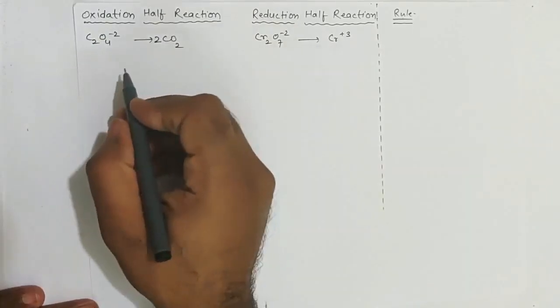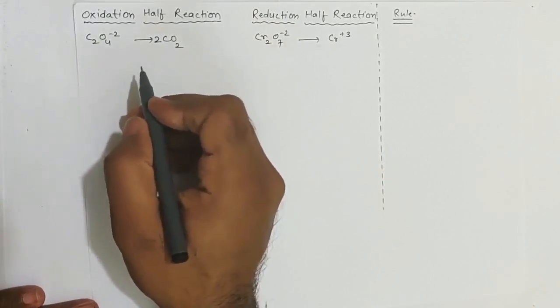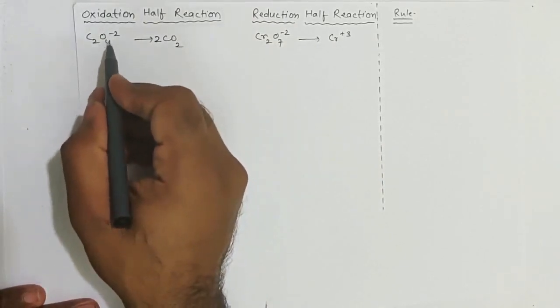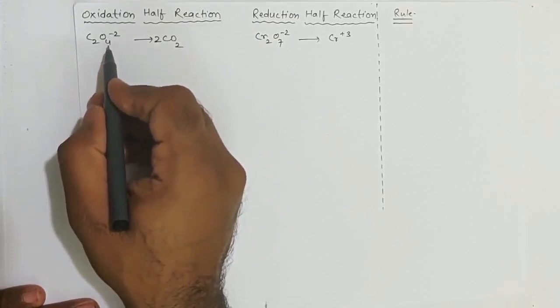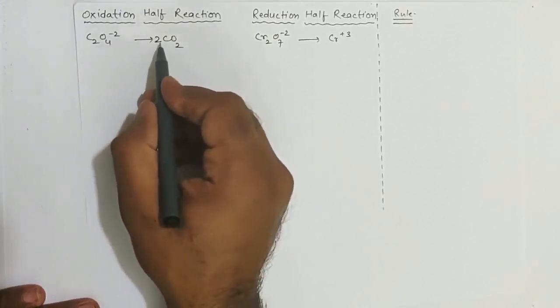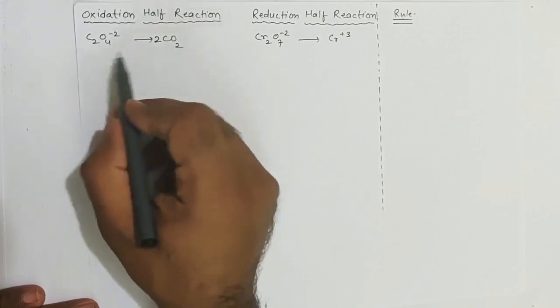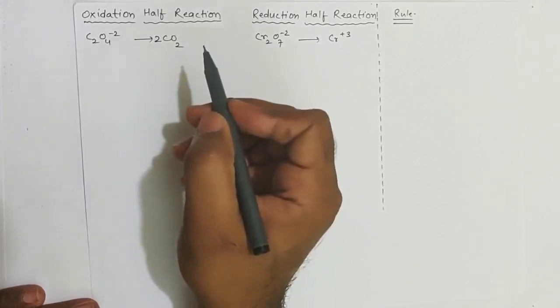Balancing oxygen and hydrogen, we will first balance the number of oxygen atoms. As you can see, there are 4 oxygen atoms at the reactant side, and there are 4 oxygen atoms at the product side. So the oxygen atoms are already balanced.